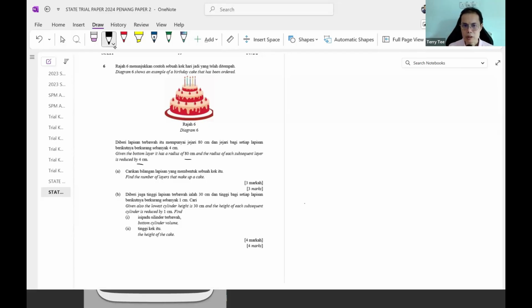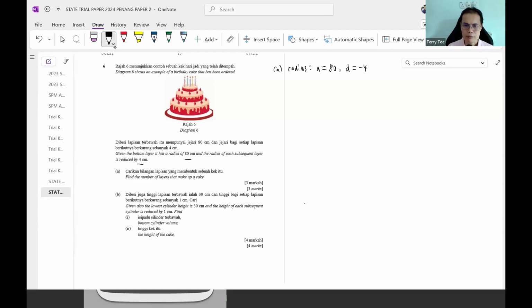So picture this, the lowest one has a radius of 80. We're referring to the radius, so let me write here the radius or radii, because it's plural. The first term is 80. Then it reduces by 4 cm. So in this case, it's arithmetic. It's not geometric, because it reduces by 4. So the question is, how many layers will it be?